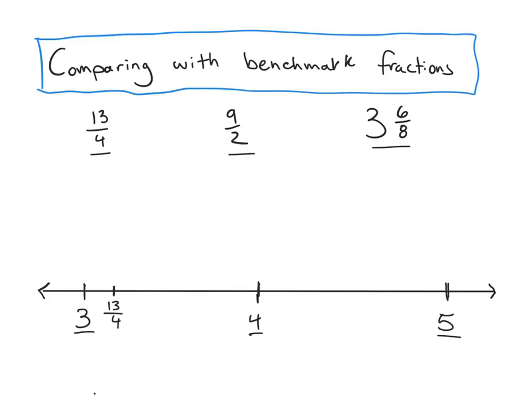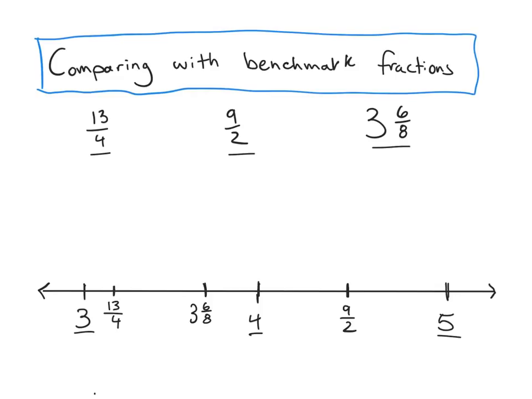Moving over to 9/2, I know that 8/2 is the same as 4 wholes. So 9/2 is going to be 1/2 more than 4 wholes, and it falls about right here on the number line. And then 3 6/8. 6/8 is pretty close. It's only 2/8 away from 4. And so 3 6/8 is going to fall about right here on the number line.